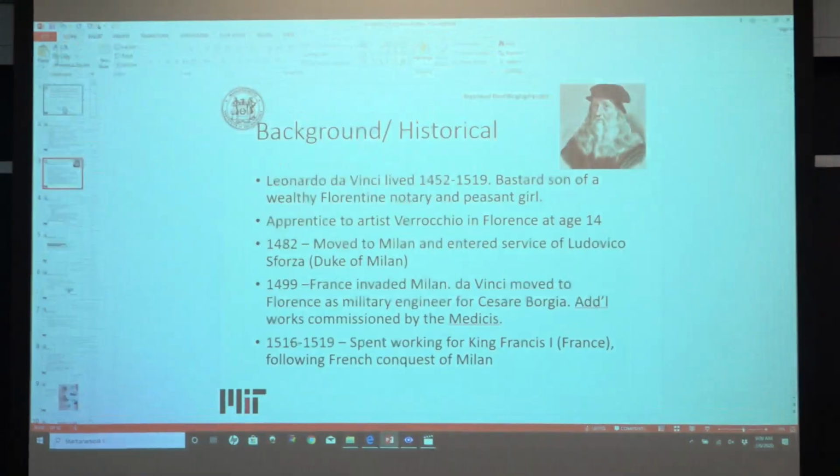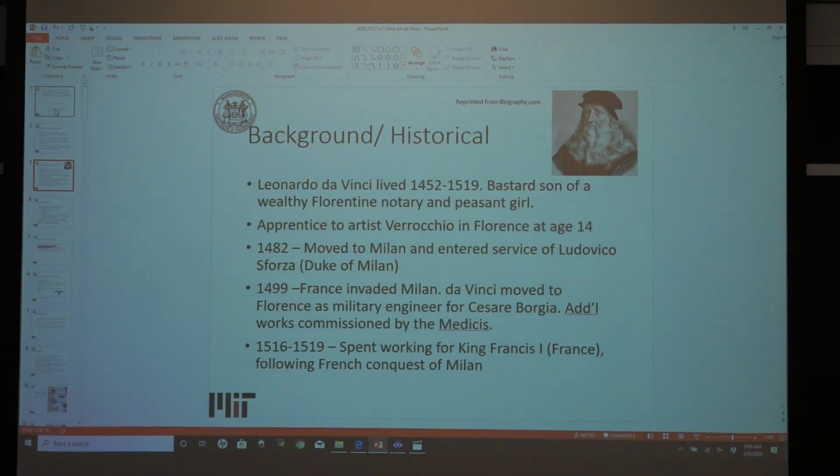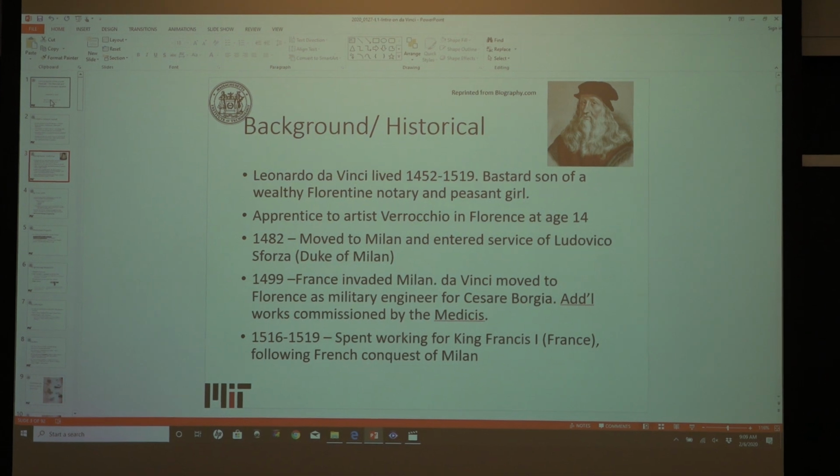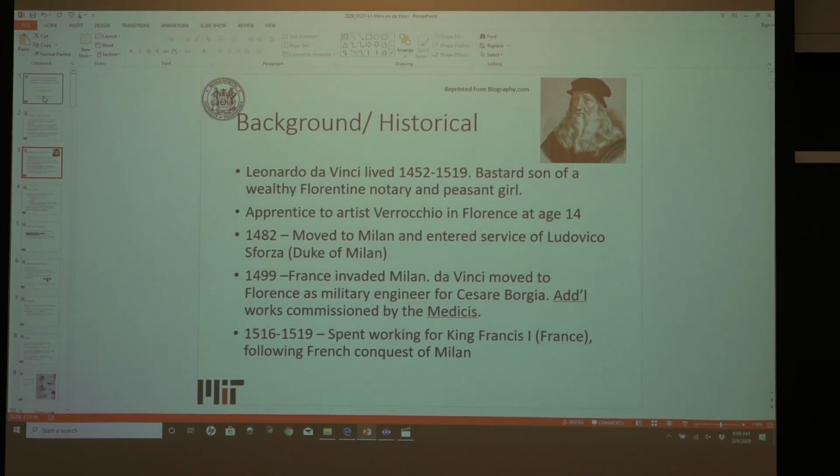So a little background history on the man. Da Vinci lived 1452 to 1519. He was the bastard son of a wealthy Florentine notary and a peasant woman. So there was issues in his life growing up, the fact that his father didn't want to recognize him. Whether that was a chip on his shoulder or not, he decided that he would go and end up being an apprentice for the artist Verrocchio at the age of 14.